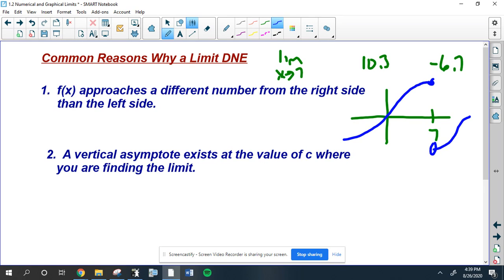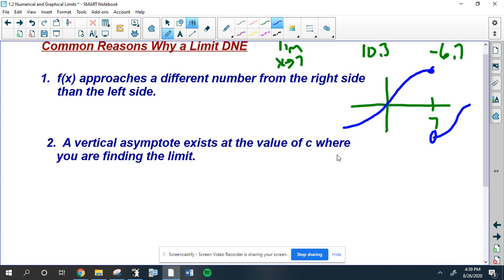So the other reason why it wouldn't exist is if you had an asymptote. So if you're doing it numerically, say we're taking the limit as x approaches 9 of some function. And when you plug in 8.99, you get 10,000. That would indicate that there may be an asymptote. I should say probably be an asymptote. But it is possible that a limit could be 10,000.